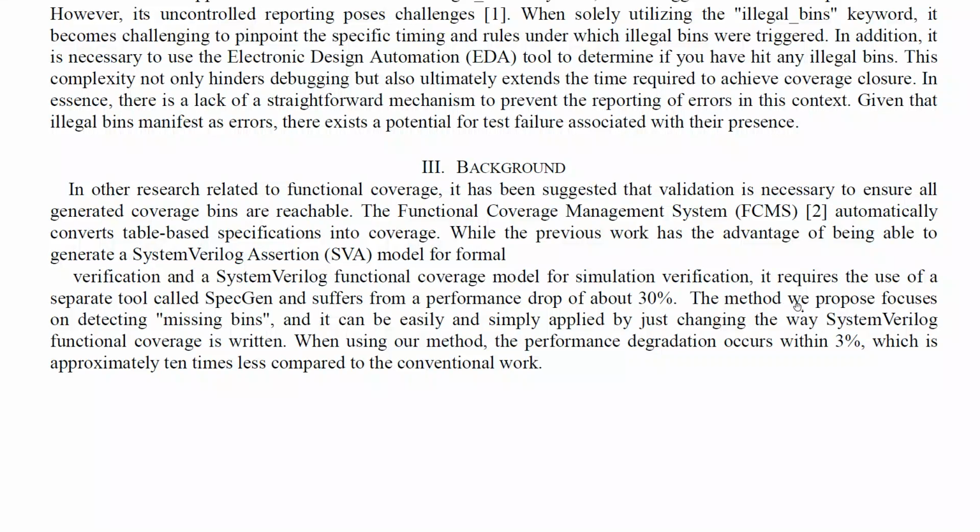The method we propose focuses on detecting missing bins, and it can be easily and simply applied by just changing the way the SystemVerilog functional coverage is written. When using our method, the performance degradation occurs within 3%, which is approximately 10 times less compared to the conventional work.